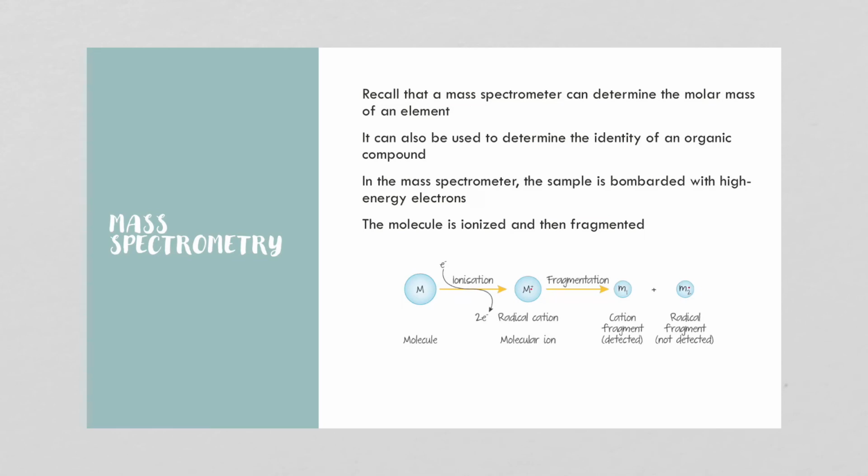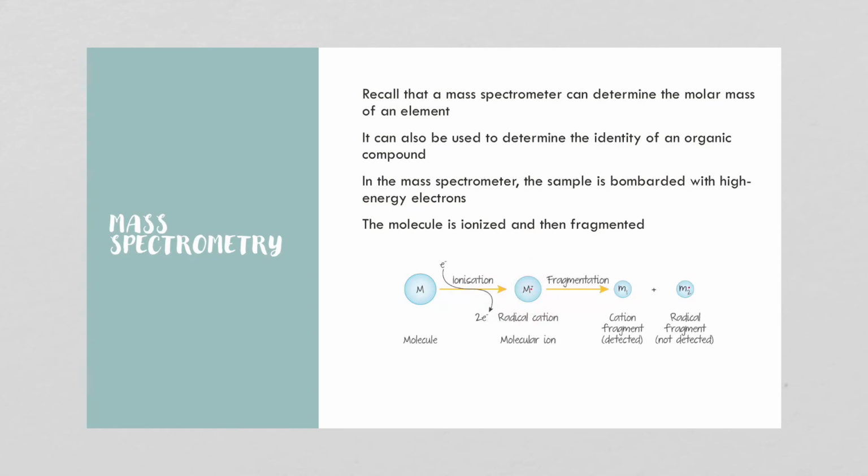So we can also use mass spectrometry to figure out what we're working with. Remember when we learned about figuring out percent composition by mass, we can use a mass spectrometer to determine the molar mass of an element. It can also be used to identify an organic compound. In the mass spectrometer, the sample will be bombarded with high energy electrons. This will ionize the molecule, so you'll end up with this molecular ion.